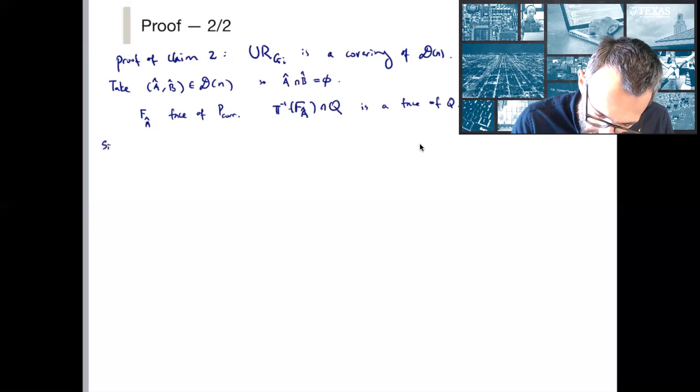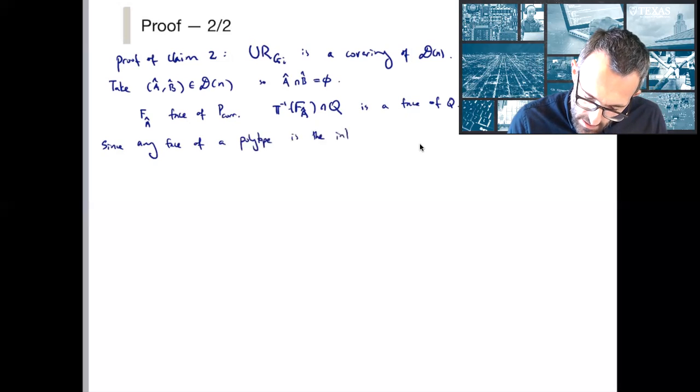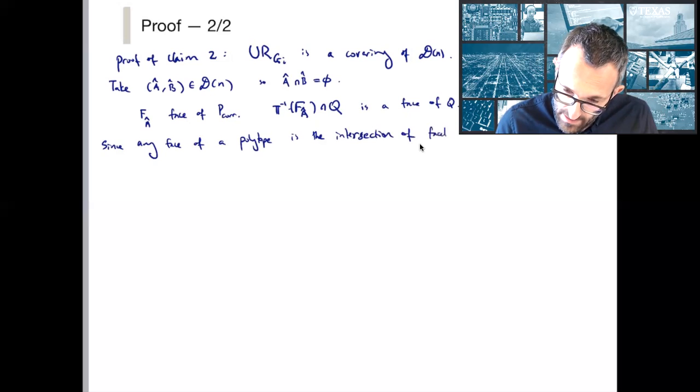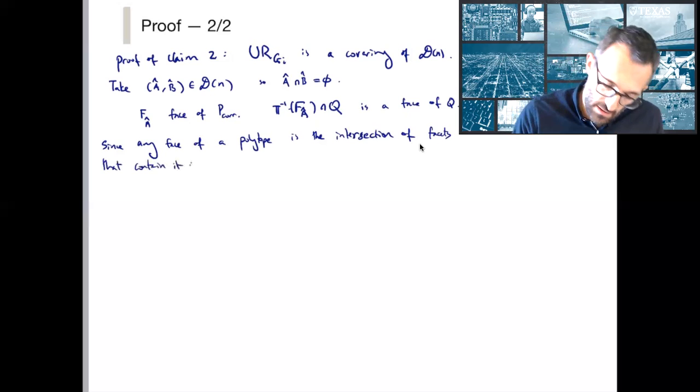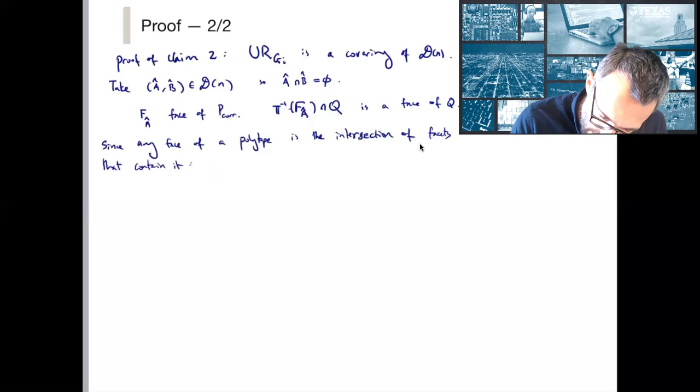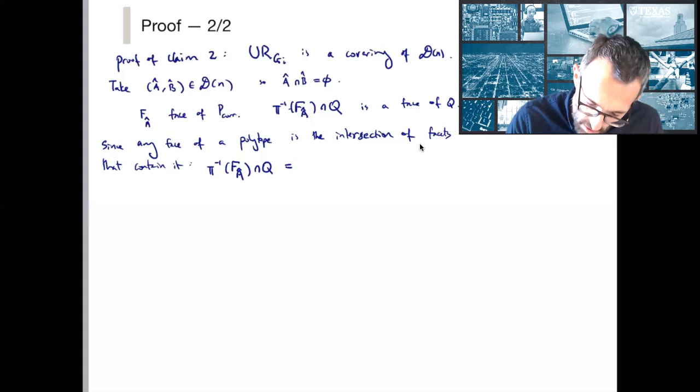So, in other words, since any face of a polytope is the intersection of the facets that contain it, this guarantees that this pi inverse of FA hat, this face, is exactly equal to some intersection of those facets of Q. So it's the intersection of GI1 and GI2 and some other ones, up to GIK.